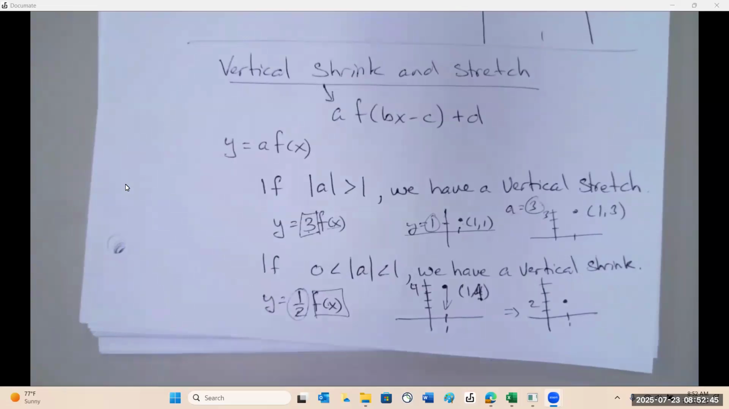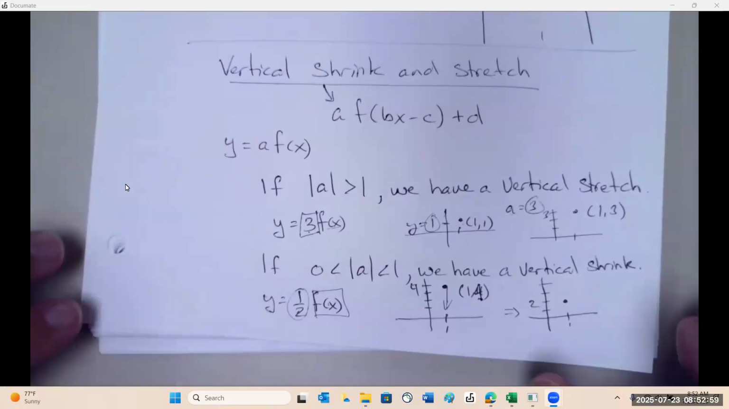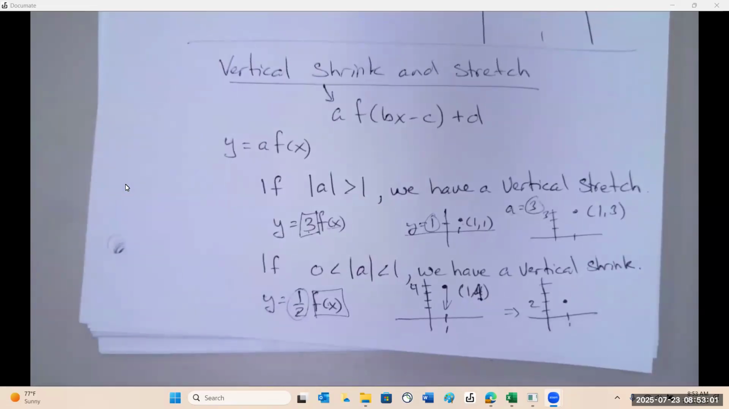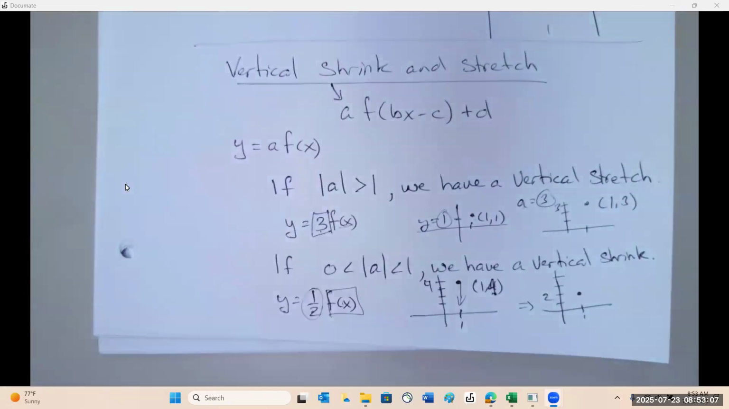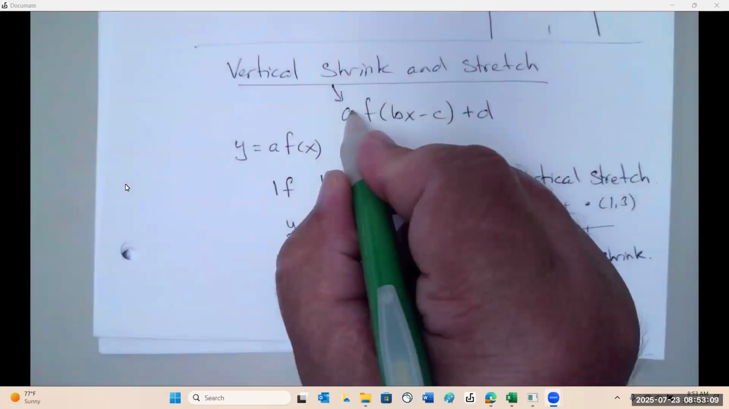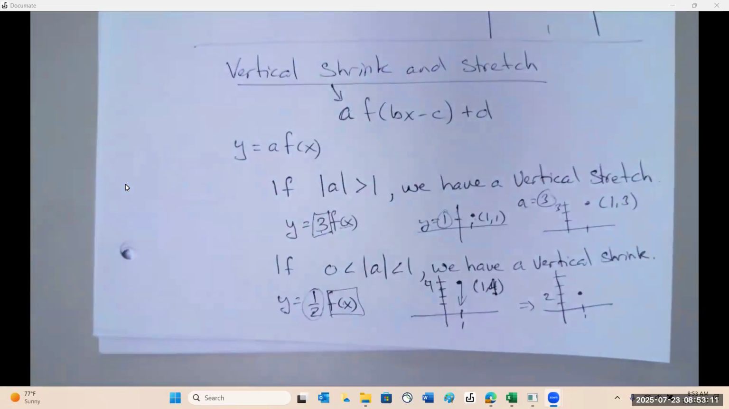Remember, whatever happens outside the function, it is what it is. If it's a big number, it goes higher. If it's a small number, it gets shorter. Let's look at some examples. We'll do the sheets I gave you a second ago. We'll do that one there. So that's a vertical shrink. It's the A value. It's whatever coefficient is in front of your function.